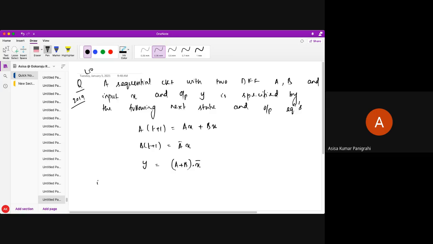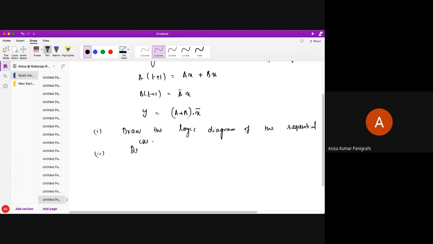Okay. So what you have to do here, the question asks: draw the logic diagram of the sequential circuit. Next, derive the state table. Next, derive the state diagram. Okay, so derive the state diagram. So do you all understand?